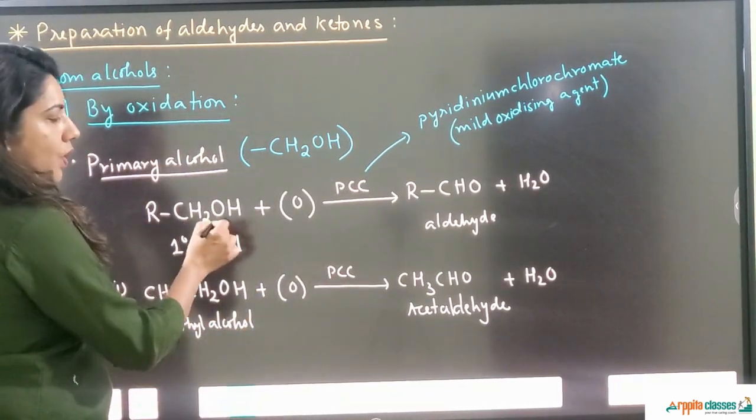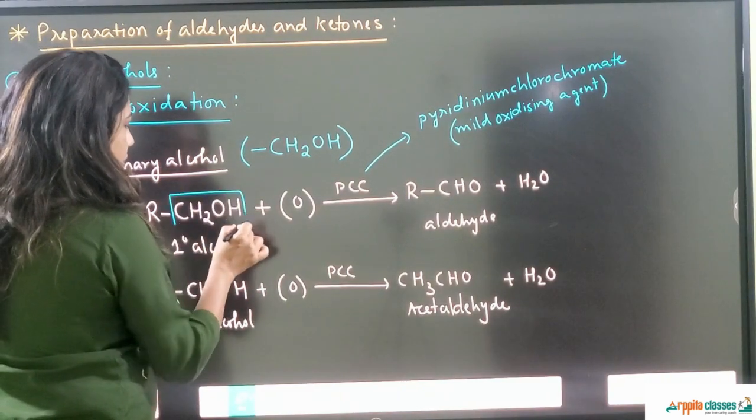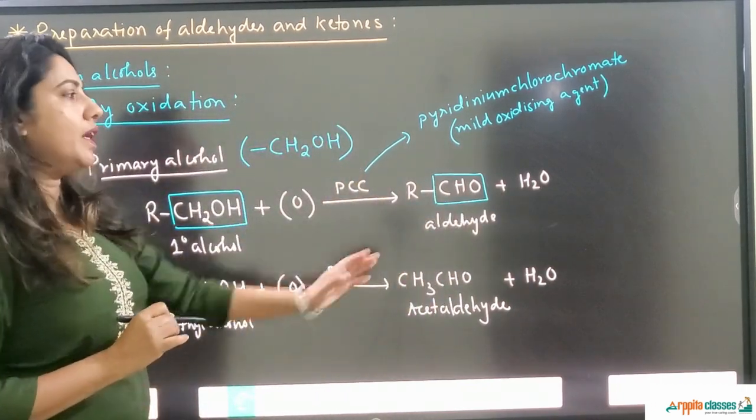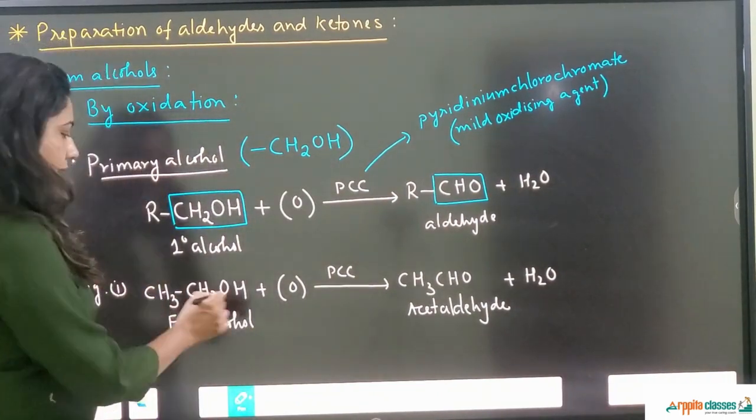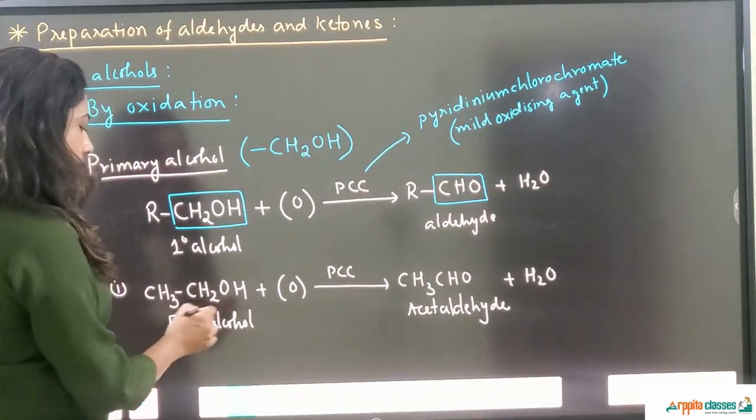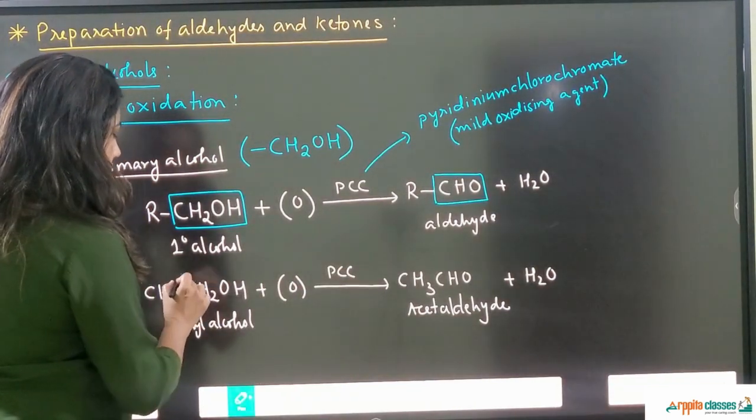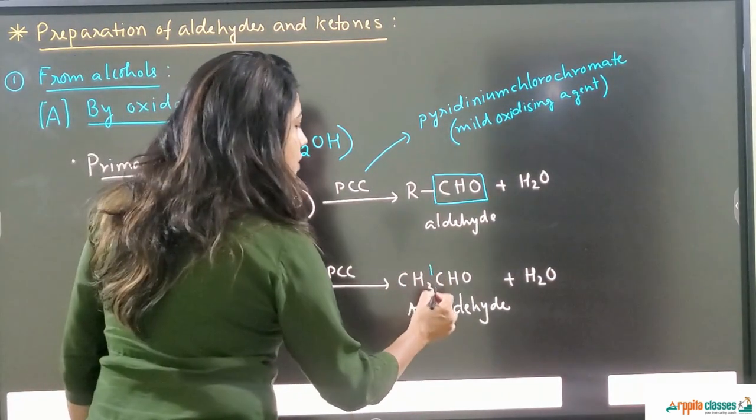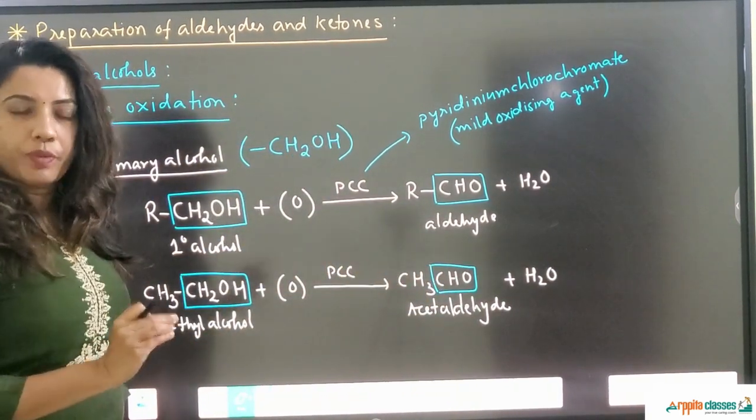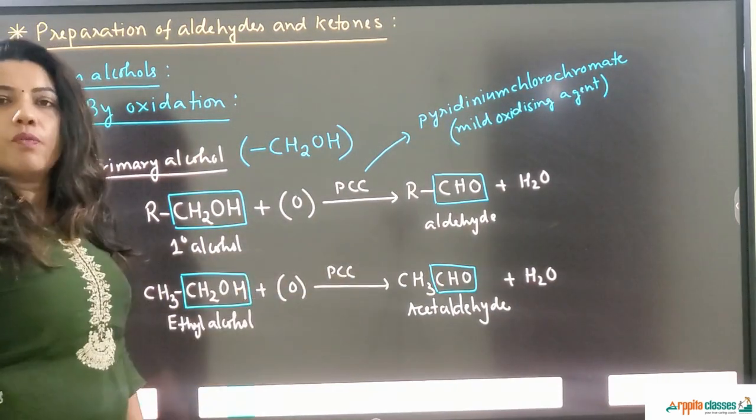So this is our primary alcohol, pyridinium chlorochromate. Oxidation is taking place and the CH2OH group, this functional group, is converted to CHO, that is my aldehyde, with the liberation of water. So let us take an example, CH3CH2OH. It is an alcohol with 2 carbon atoms, so it is ethyl alcohol, pyridinium chlorochromate. Oxidation is taking place and CH2OH group will just convert into CHO group. Just remember this much, wherever there is a CH2OH group, that is going to convert into CHO group. That's all. With pyridinium chlorochromate, everything else will remain as it is, with the liberation of water.